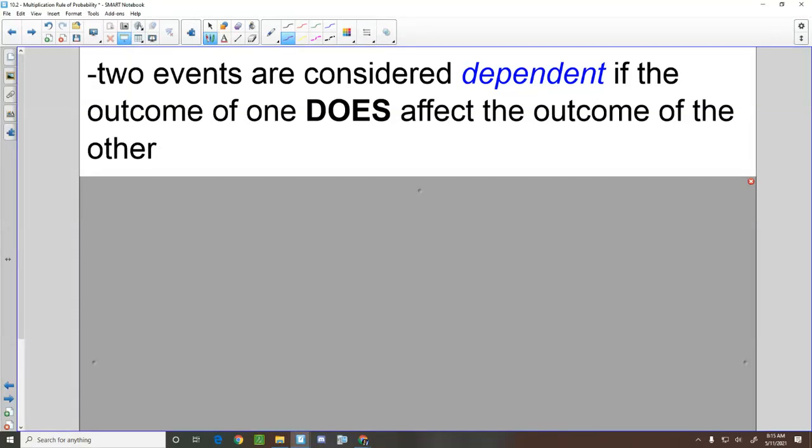Well, believe it or not, there's a concept called dependent events. Two events are dependent if the outcome of one does affect the outcome of the other, meaning one probability is going to depend on that first probability that occurred. So these are dependent events. It means they do affect one another. They depend on one another.